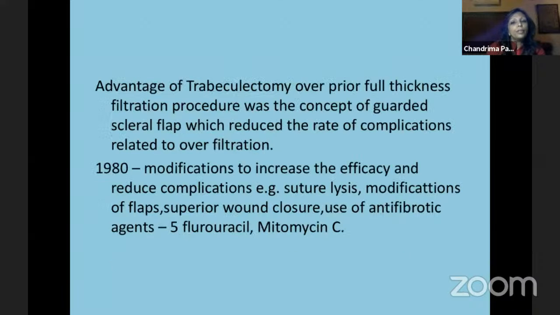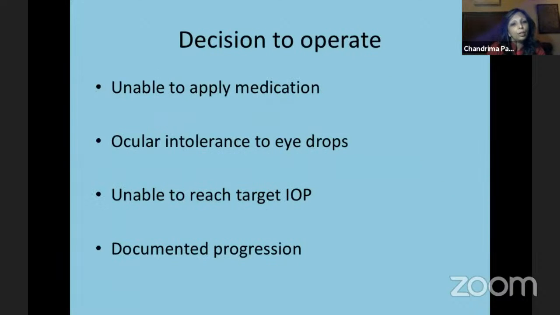The advantage of trabeculectomy over prior full thickness filtration procedures was the concept of the guarded scleral flap, which reduced the rate of complications related to overfiltration. And in 1980, modifications to increase efficacy and reduce complications, like suture lysis, modifications of the flap, superior wound closure, and use of antifibrotic agents, as I told you, have contributed greatly to the success of trabeculectomy.